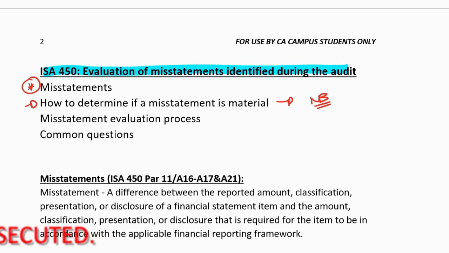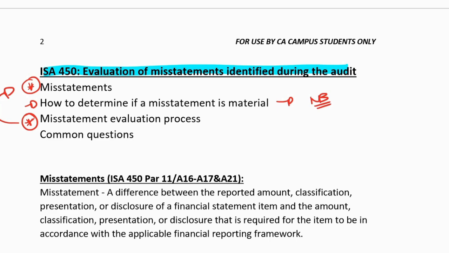Okay, then, like I said, specifically very important for the level 1s, the evaluation process. Once we identify a misstatement based on our definition and understanding, how do we go about evaluating it to determine whether it is material and to classify it for our audit report? And then the common questions, all the different ways misstatements can be tested, and how we go about addressing each of those different ways.